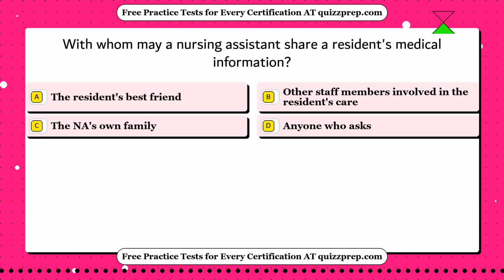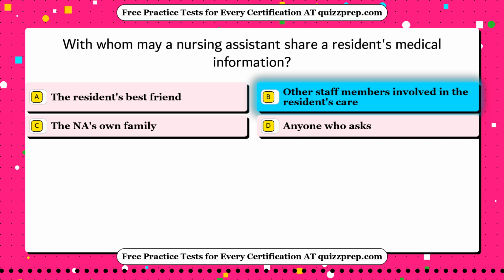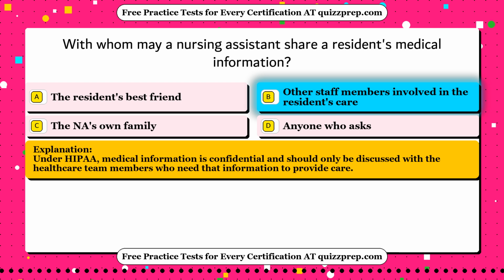Question 38. With whom may a nursing assistant share a resident's medical information? Option A, the resident's best friend. Option B, other staff members involved in the resident's care. Option C, the NA's own family. Option D, anyone who asks. The correct answer is option B, other staff members involved in the resident's care. Under HIPAA, medical information is confidential and should only be discussed with the healthcare team members who need that information to provide care.